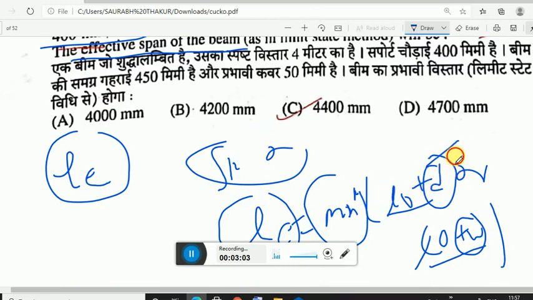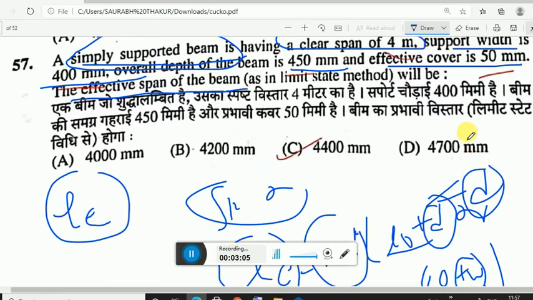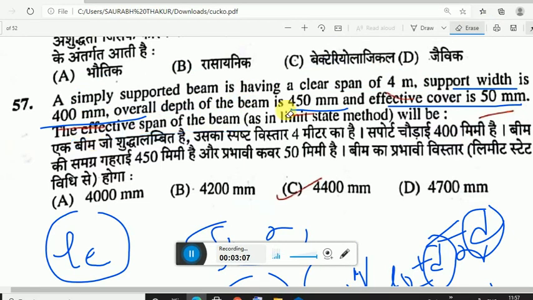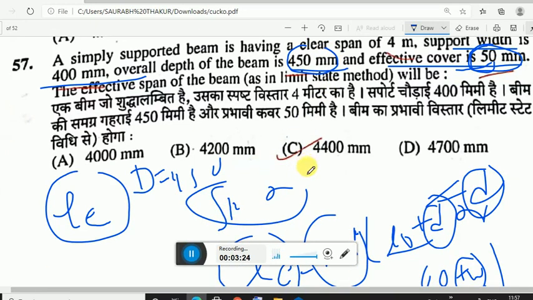How can you calculate the effective depth d? It is already given that the overall depth of the beam is 450 mm. Capital D is 450 mm, and your effective cover is 50 mm. When you subtract this 50 mm from the 450 mm, you will get your effective depth. Small d would be 450 mm minus 50 mm, so d is equal to 400 mm.